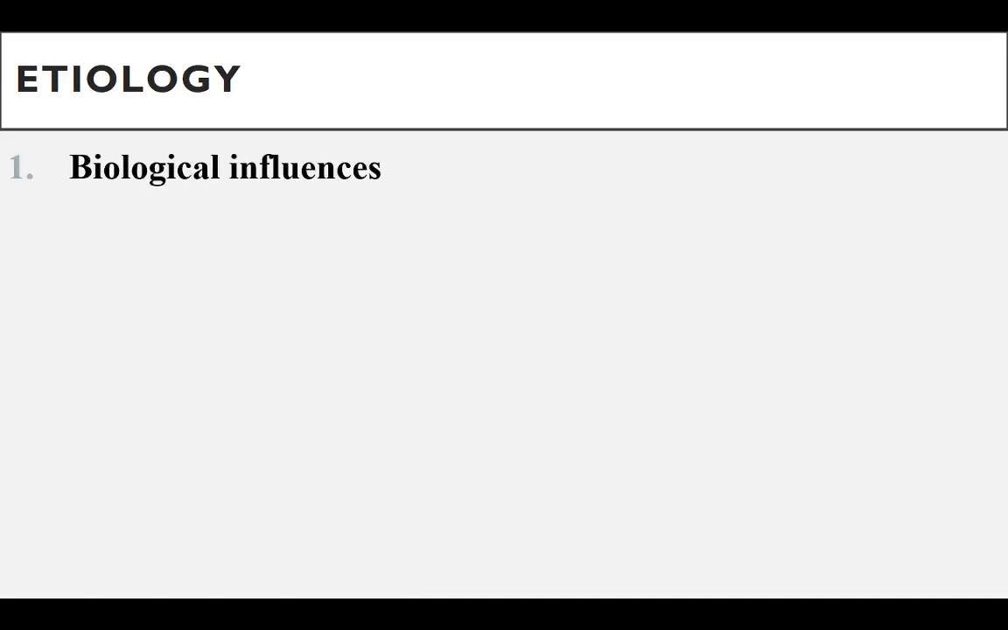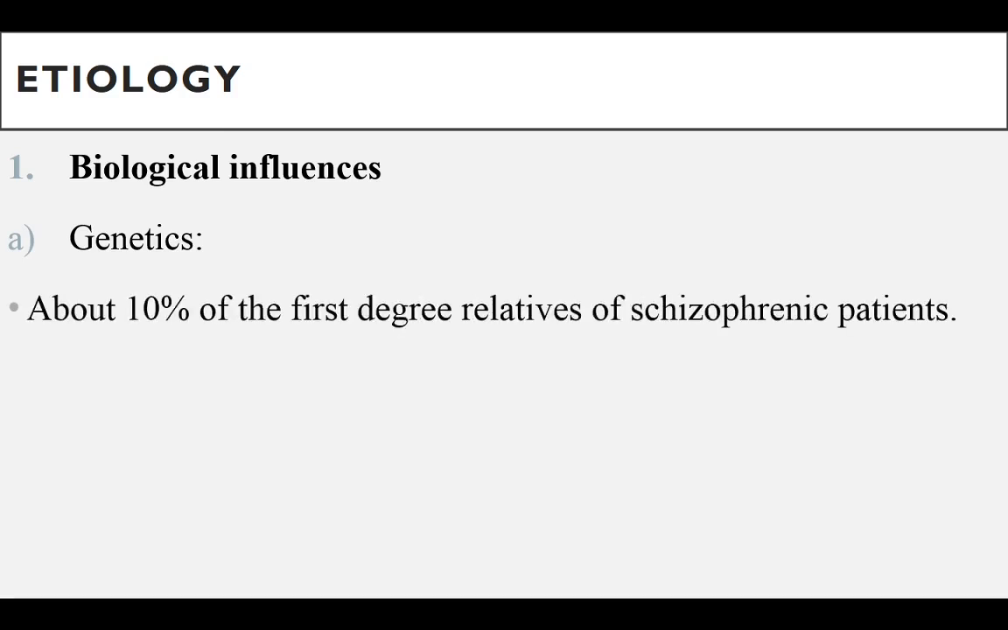Now, what are the etiological factors? When we talk of etiology, we talk in terms of biological factors that influence or contribute, psychological factors and social factors. The first biological influence is genetics. We have seen that if a person has a first degree relative with schizophrenia, they have 10 times more risk of getting the disease.